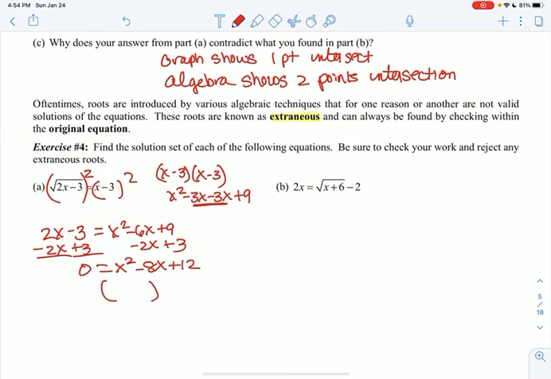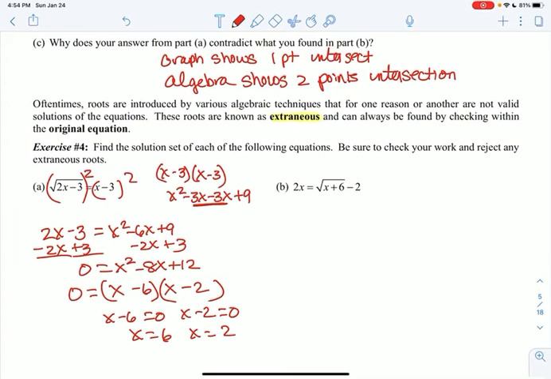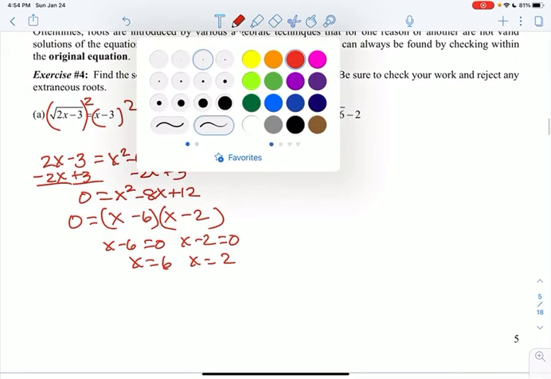I'm going to factor it. So I need the factors that multiply to 12 and add up to negative 8. So those are going to be negative 6 and negative 2. I set each factor equal to 0 and solve. So I do get 2 answers. Now you have to take your answers and plug them in and check them.